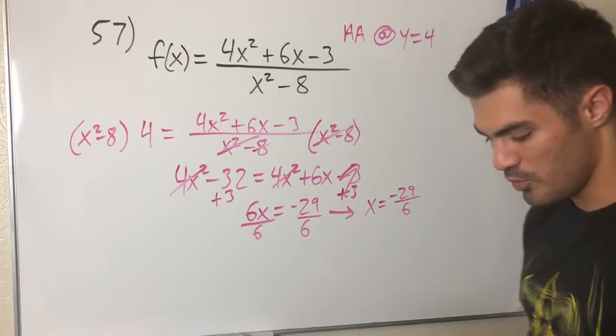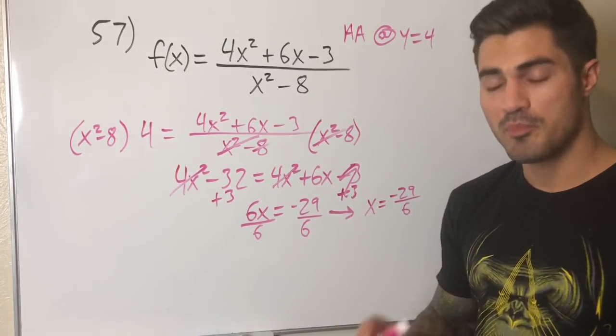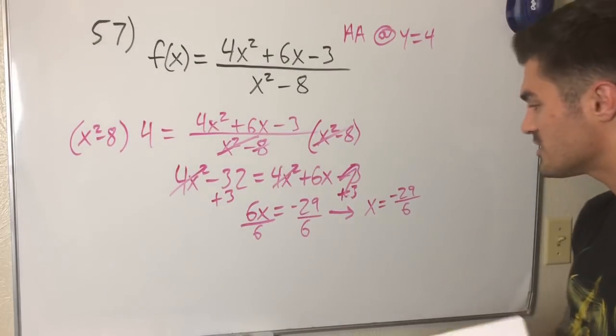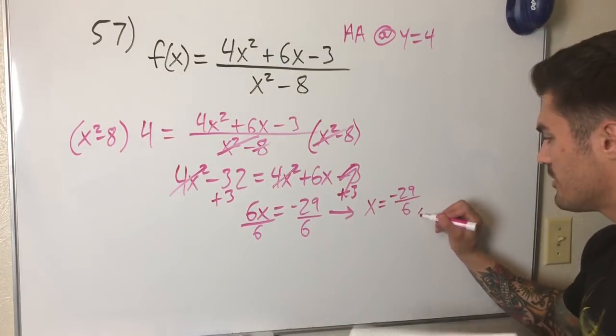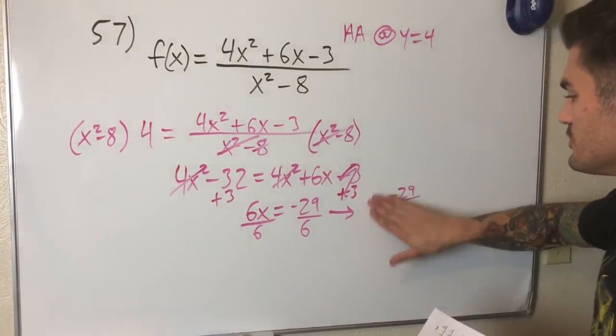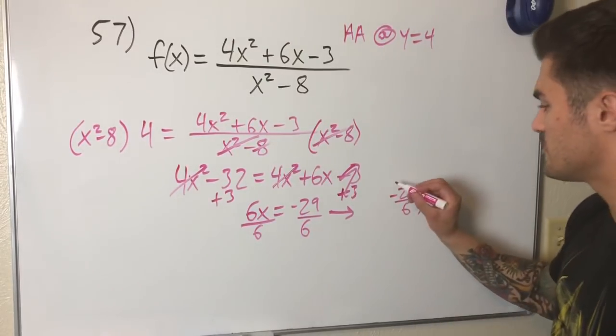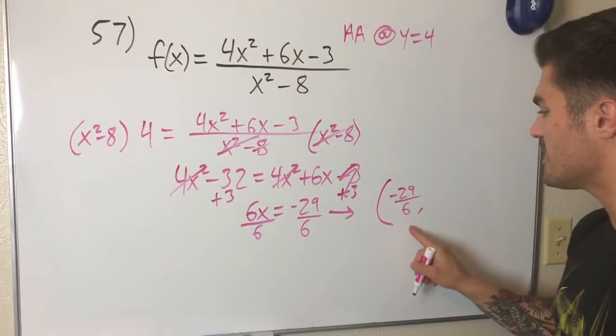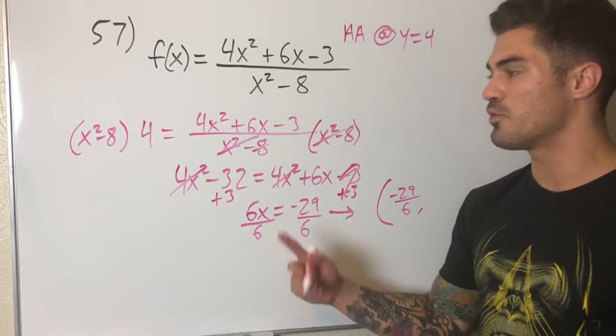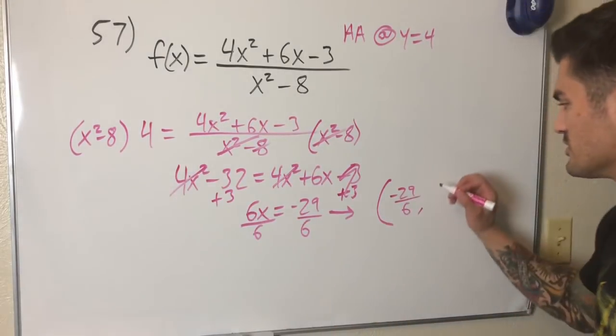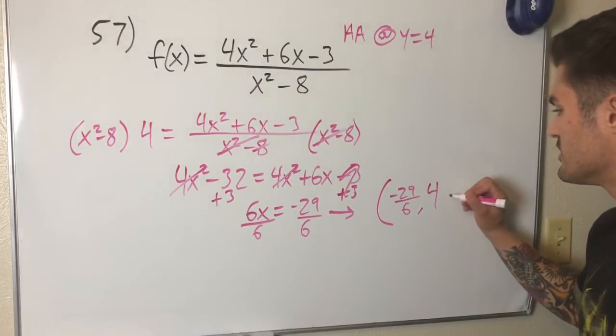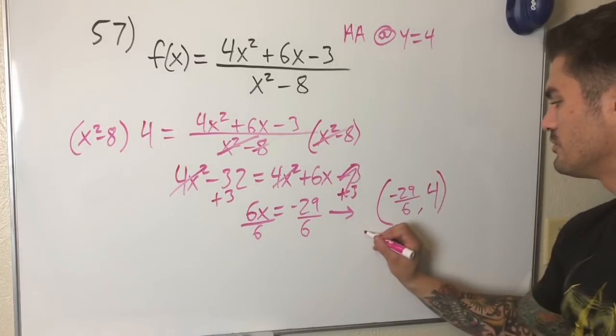And if it wants the point, does it ask for the point? Determine the point. So we want the x comma y value. That's how we represent a point. So I'm going to erase this x equals, and I want to express it as a point. So this is my x value for my point, because that's what I just solved for. And the y value I know because that's what I plugged in. So this is the point where it crosses the horizontal asymptote.